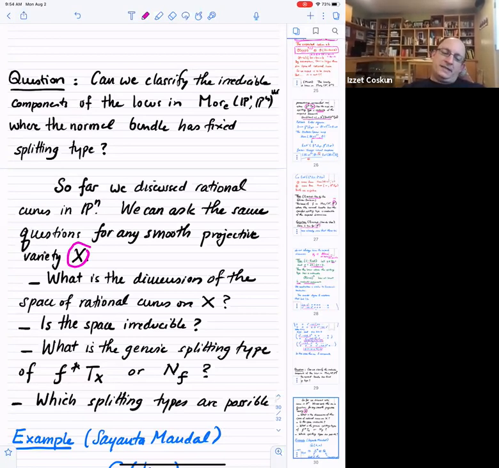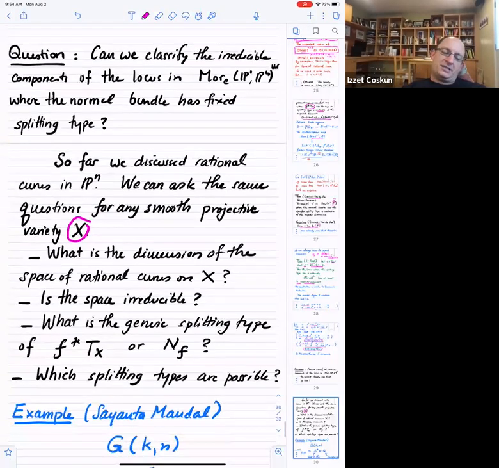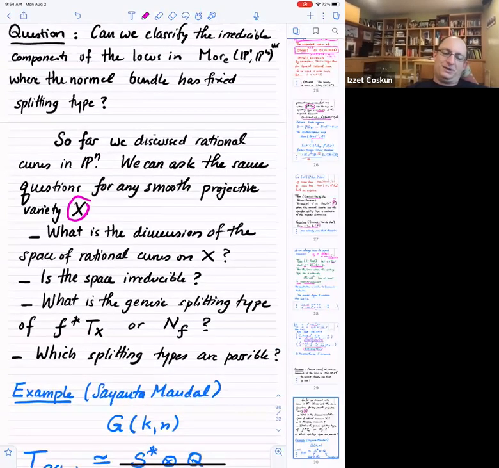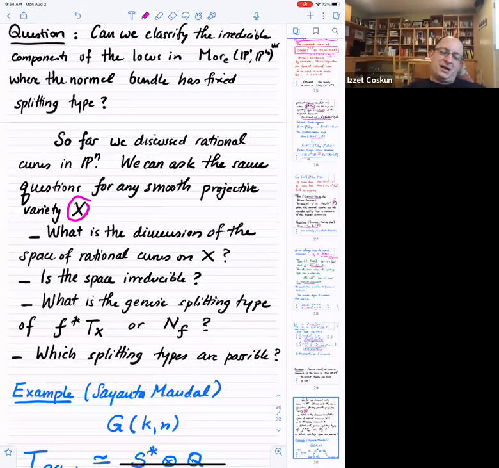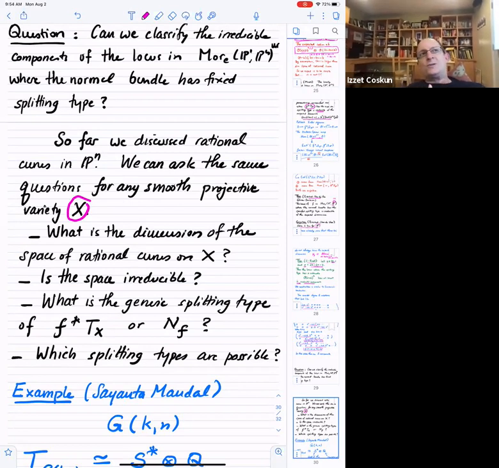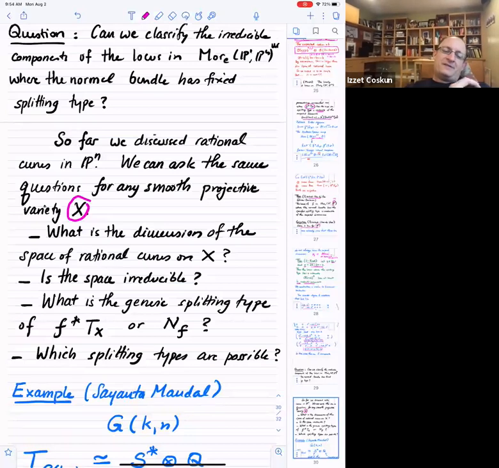And you can ask the same question: what's the dimension of the space of rational curves? Is the space irreducible? What is the generic splitting type of the pullback of the tangent bundle or the normal bundle? Which splitting types are possible? Almost always these questions are open, you know? And whenever somebody proves a complete answer in one of these things, it becomes an important theorem, right?